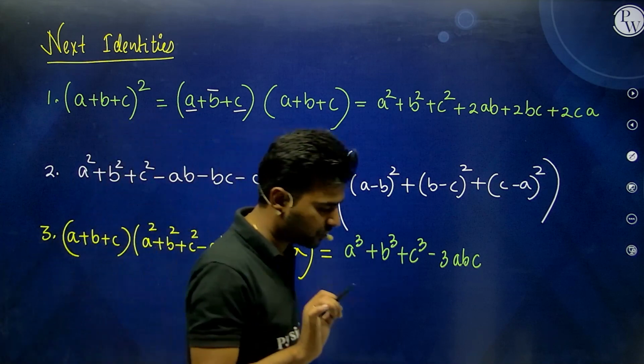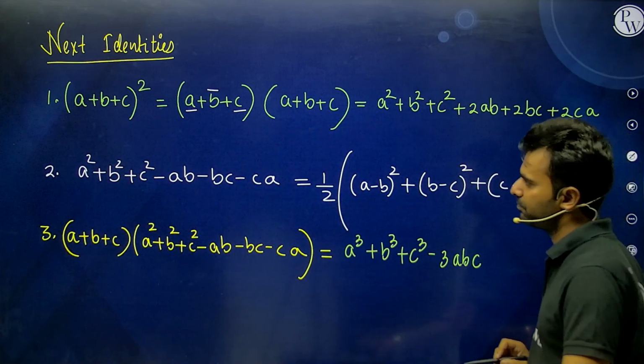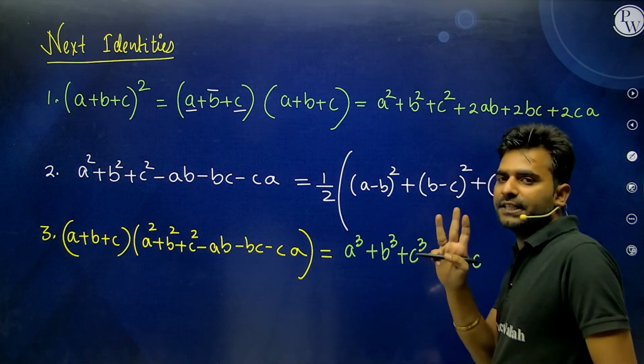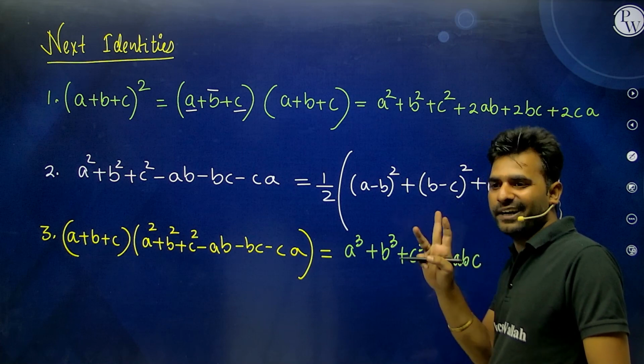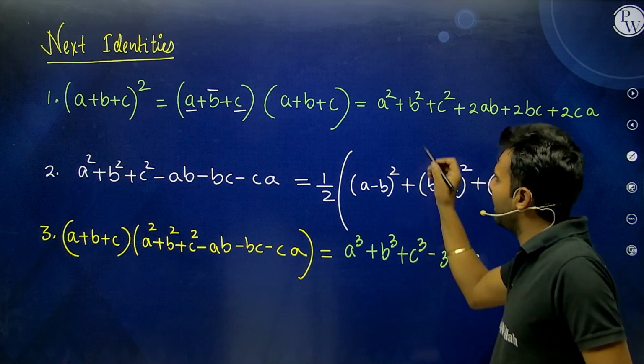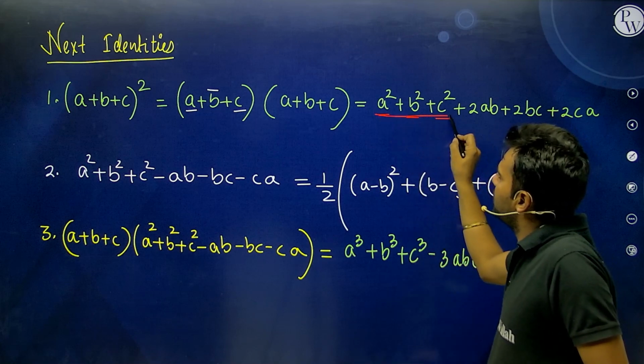Now, I'm going to share with you when do we need to apply these identities. Look. Whenever three terms are given having square in it, each and every term is squared, like a square, b square, c square, and having plus signs in between them.